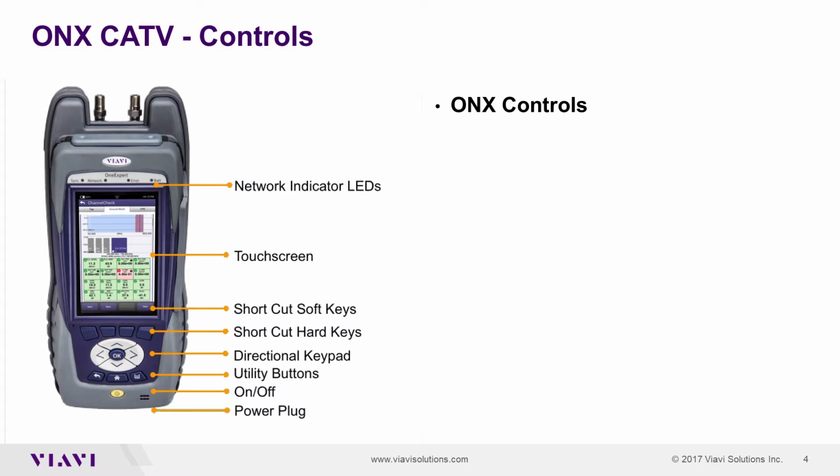Next, let's review the ONX controls. The controls are what's going to allow you to set up, navigate the meter, as well as interpret results. We'll start with the LEDs on the top of the meter. They can be found here just under the rubber bumper.